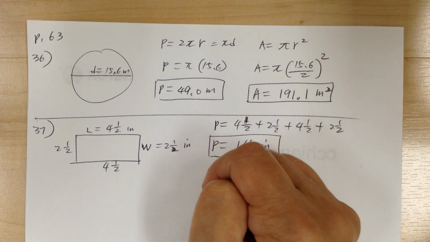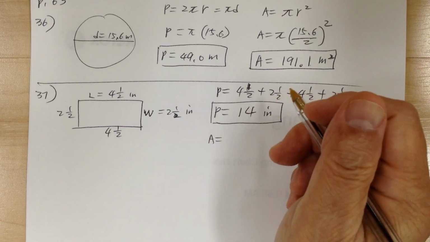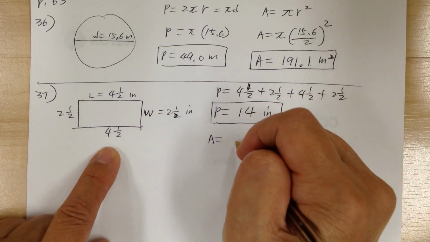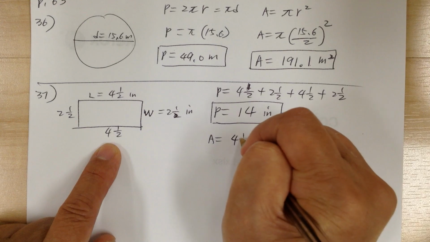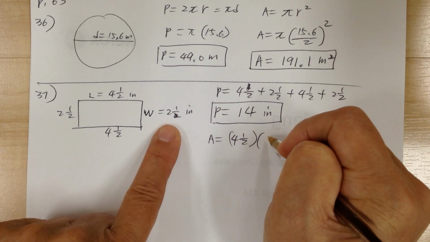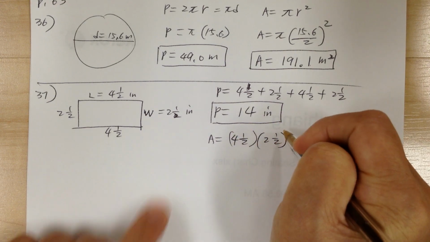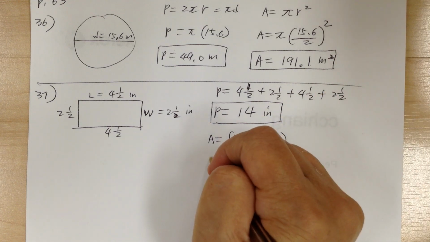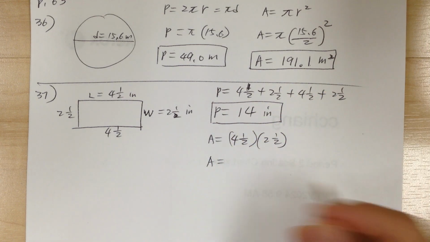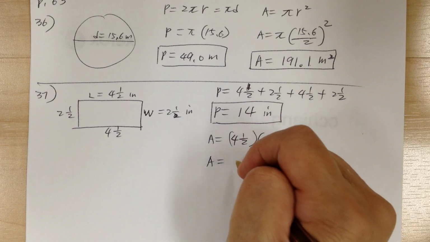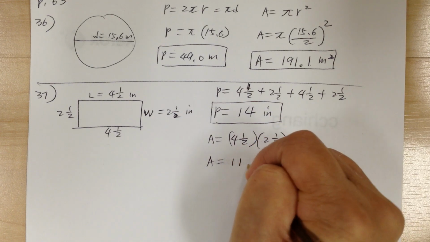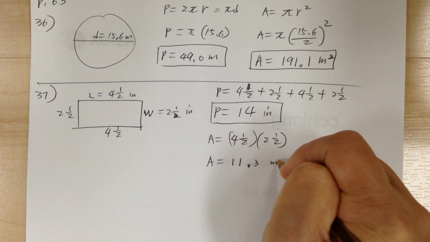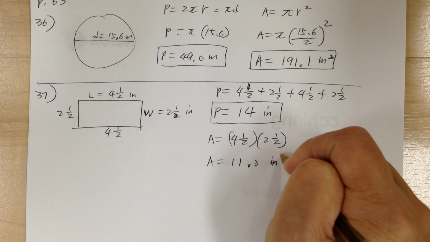Now the area equals base times height, or the length times width. So it will be 4.5 times 2.5. Again, use your calculator, work it out, and round it off to the nearest tenth. You get 11.3 inches squared.